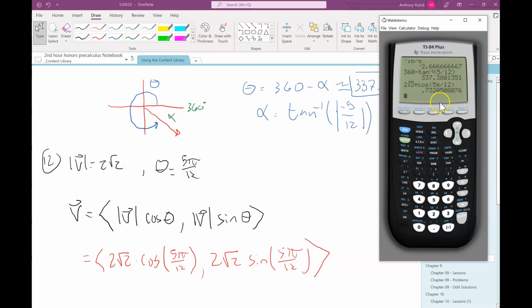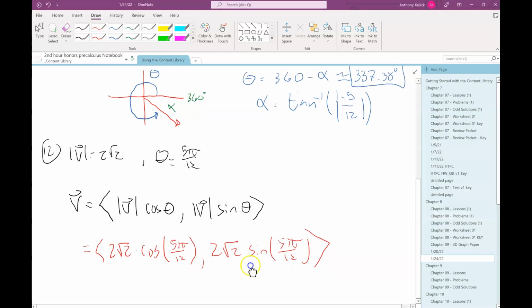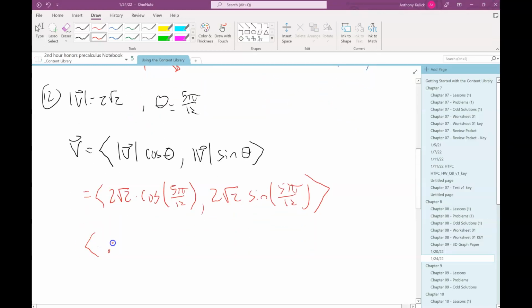So I get 0.73. And then just change that to a sine. And 2.73. And I'm done.